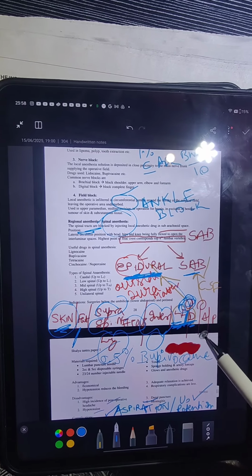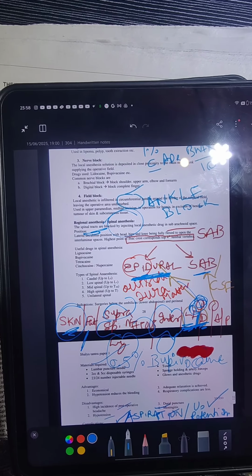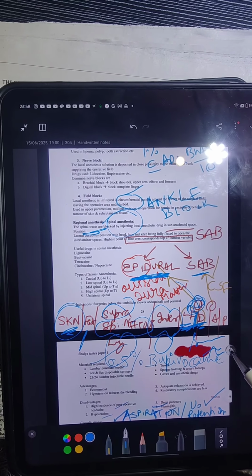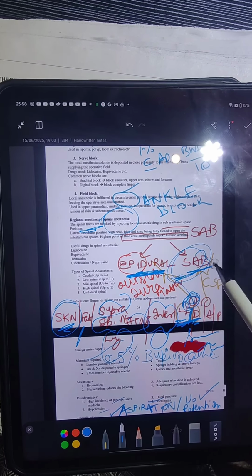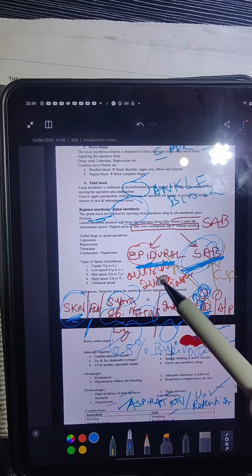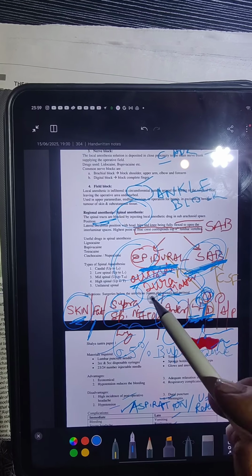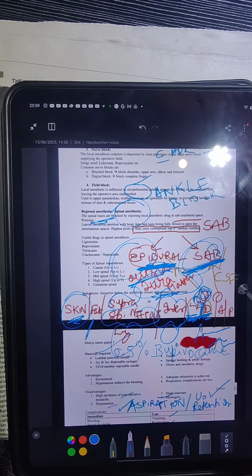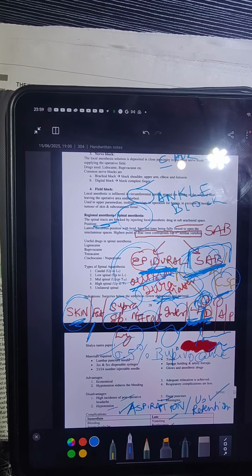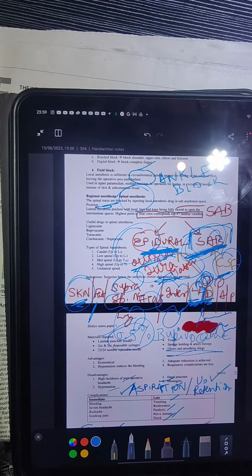If anesthesia is infiltrated in the subarachnoid space, then it is called subarachnoid blockage. Epi means outside the dura mater, epidural. Here CSF will be present, that is subarachnoid blockage. Here 0.5% bupivacaine will be used.